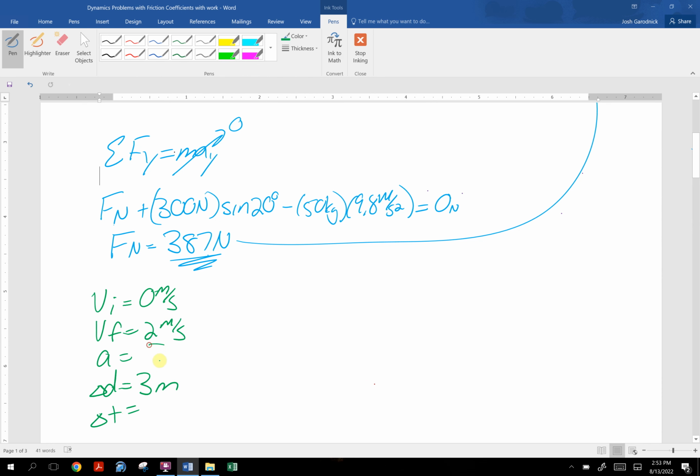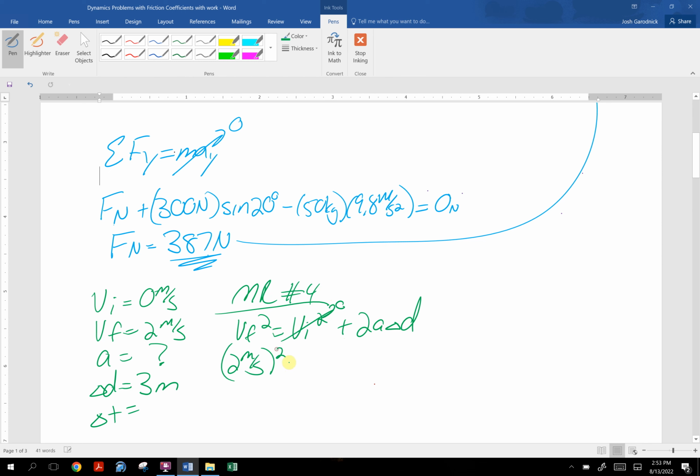We are looking for this acceleration to sub into the forces in the x. I believe this will be math rep number 4, where you have the final velocity squared is equal to the initial velocity squared, which happens to be 0, plus twice the acceleration times the distance. So subbing in some numbers here, we get an acceleration of 0.667 meters per second squared, or 666 if you're into that craziness.